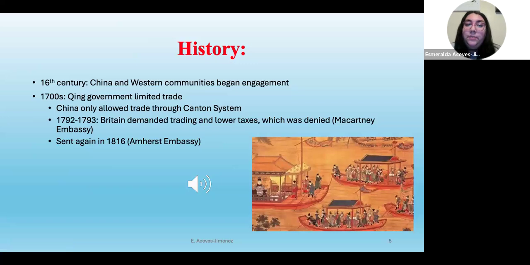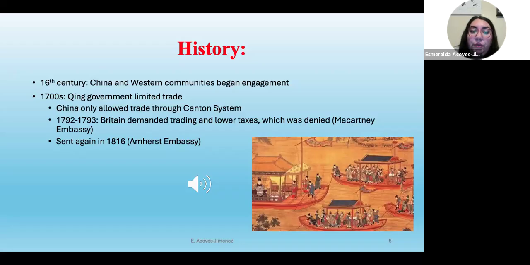So, to begin, in the 16th century, China and Western communities began their engagement. This pretty much means that during this time, China and Western communities began communicating with each other on trade and business opportunities. During the 1700s, the Qing government limited this trade and only allowed China to trade through what is called the Canton system.